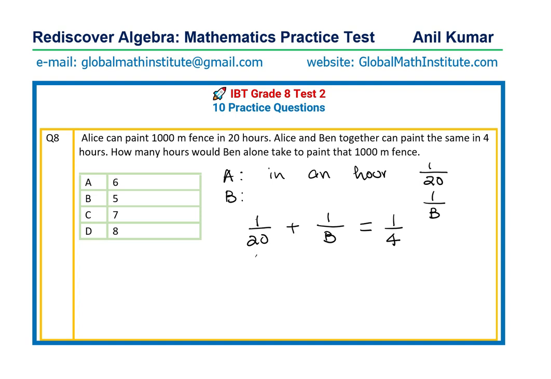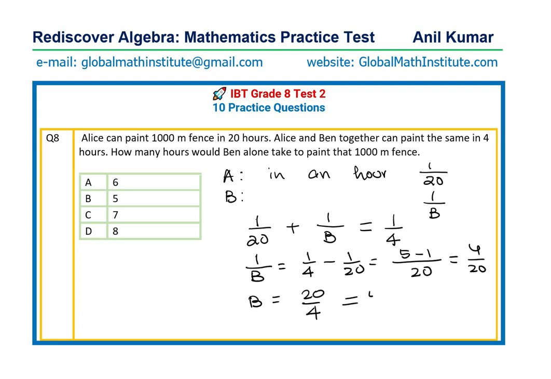Now we'll find b. So 1 over b equals 1 over 4 minus 1 over 20. Common denominator of 20: 4 times 5, so 5 minus 1, which is 4 over 20. Correct. So b is equal to 20 over 4, which is 5. And so we get the answer 5, which is option B for us.